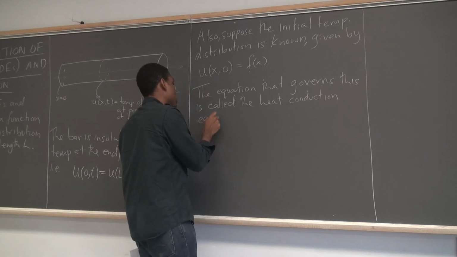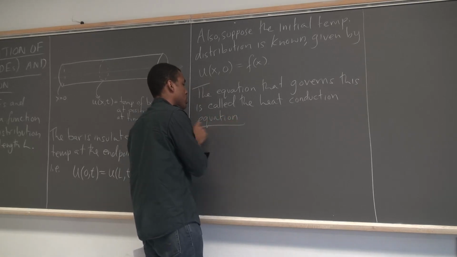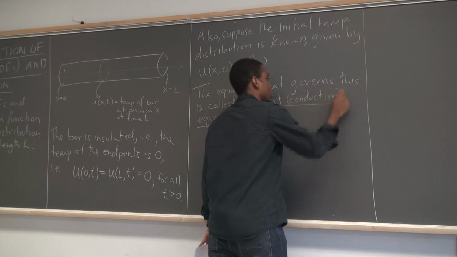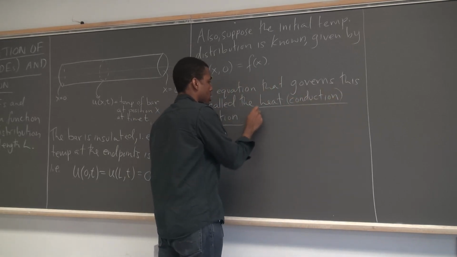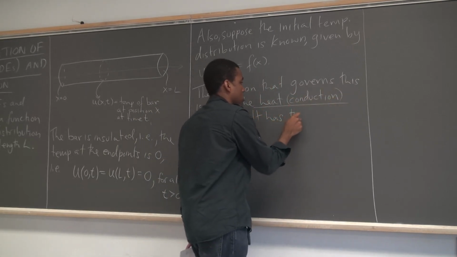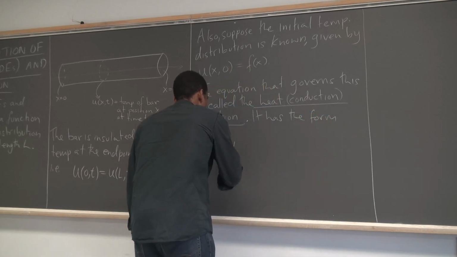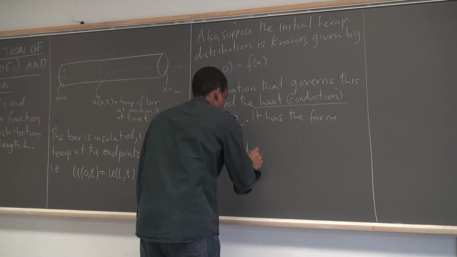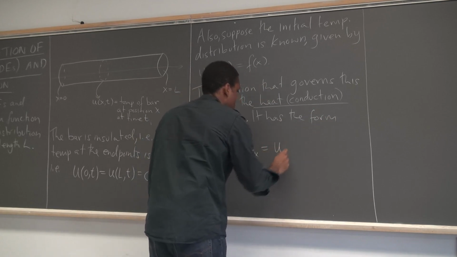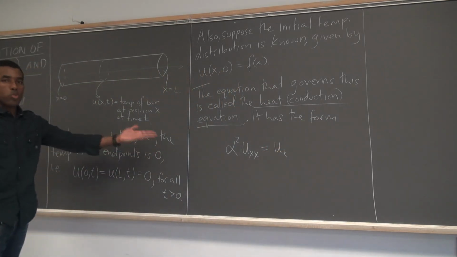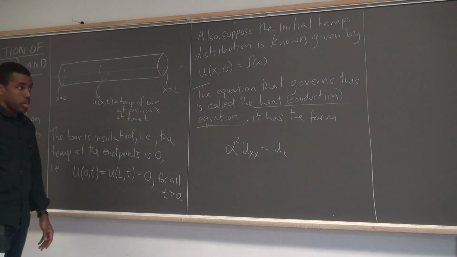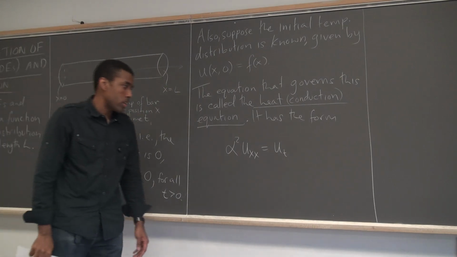It's called the heat conduction equation. People usually leave out the word conduction. It has the following form: alpha squared u_xx equals u_t. And they derived why this is the equation that governs it in the appendix. You can read it if you're interested.